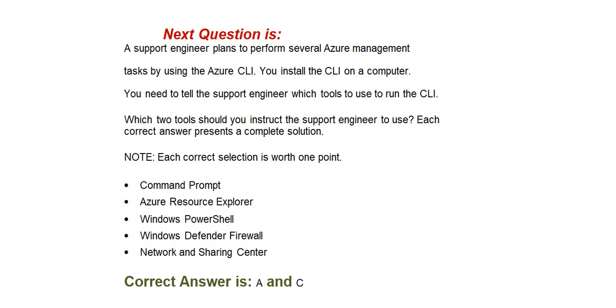Options are: Option A, Command Prompt. Option B, Azure Resource Explorer. Option C, Windows PowerShell. Option D, Windows Defender Firewall. Option E, Network and Sharing Center. Correct answer is option A and option C, Command Prompt and Windows PowerShell.